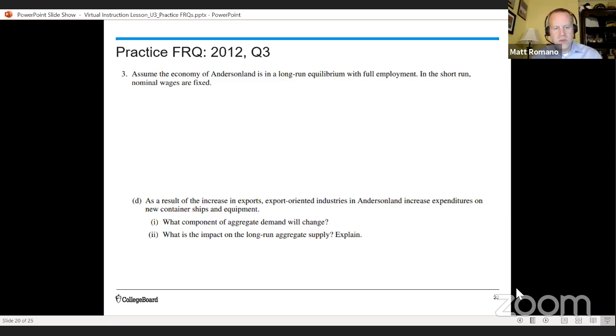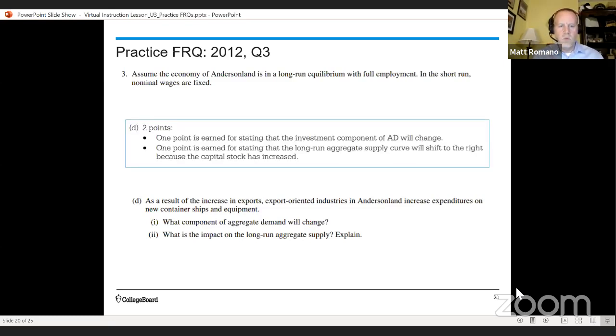Read it again. As a result of the increase in exports, export-oriented industries in Anderson land increase expenditures. So who's spending money here? Export-oriented industries. Where does that fit in the context of aggregate demand? It's not consumption. It's not government. It's not net exports. It's industries. That's investment spending. All right, so we've got to connect the dots there. 1 point's going to be earned for saying the investment component of AD will change.